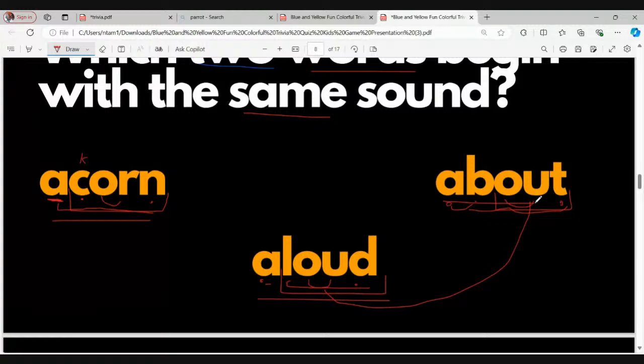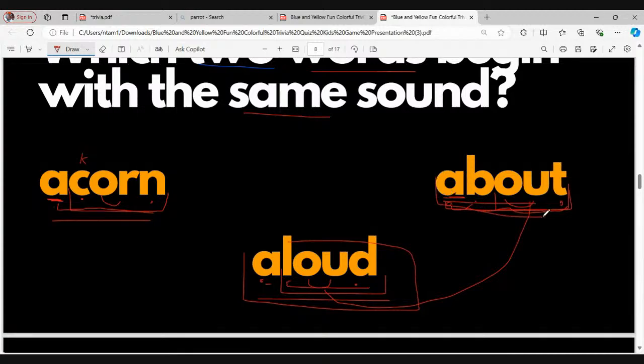Okay, so now let's review the two words that have the same sound at the beginning. It is aloud, we get uh, and about, we get uh. So the sound there at the beginning is the same in these two words, about and aloud. Acorn, on the other hand, we hear a long sound. So we hear A.